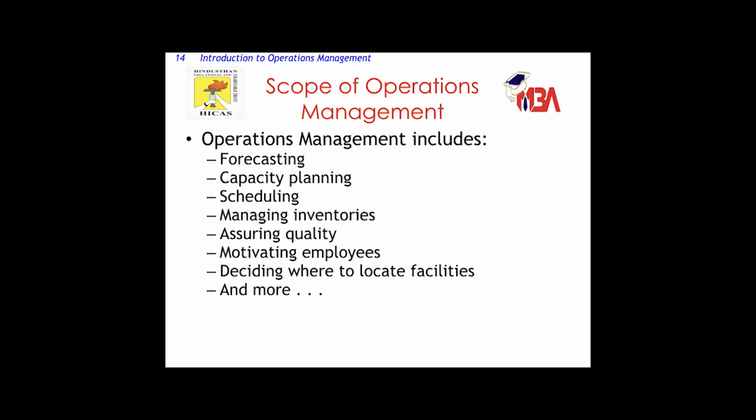You are going to make a lot of decisions related to this: capacity planning, forecasting, deciding on the inventory level, deciding on the quality level, deciding on how to motivate employees, deciding on the process of locating the facility, deciding on the plant layout, deciding on the scheduling. So, all these things are going to come under the purview of operations management. I hope you are able to understand what we are discussing, the scope of operations management.